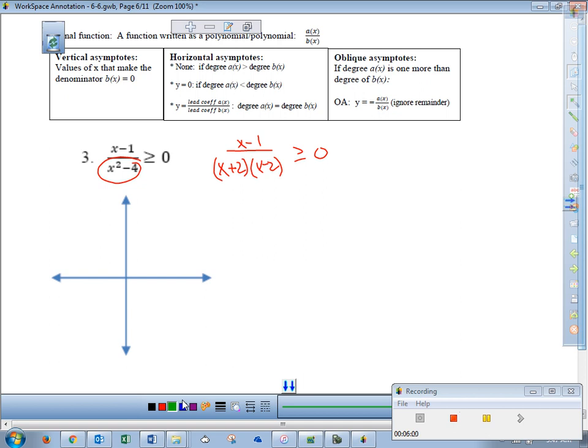Any holes in this graph? No holes. Vertical asymptotes. That's where the denominator equals 0. So we got a vertical asymptote at x equals 2 and x equals negative 2.